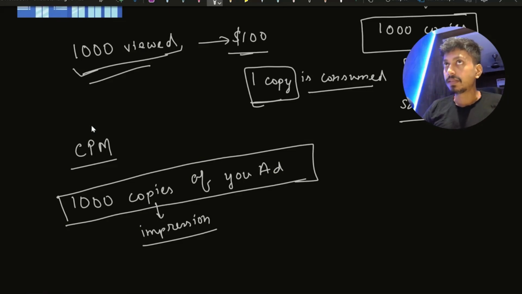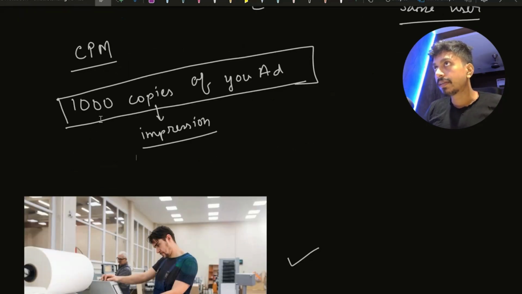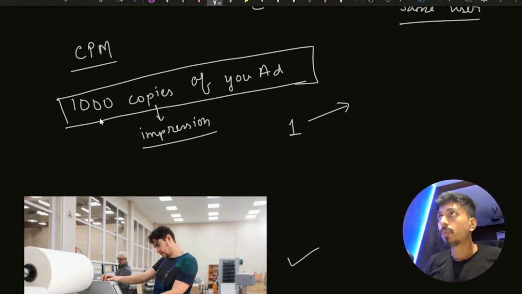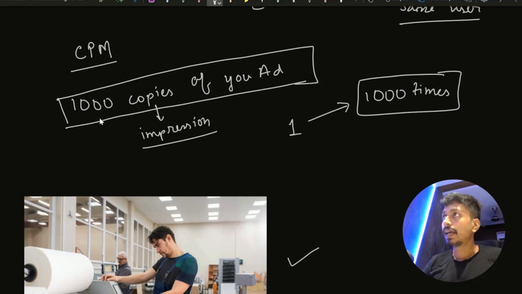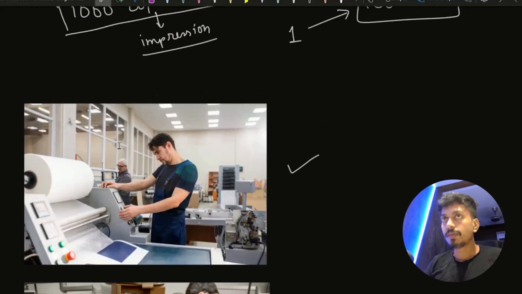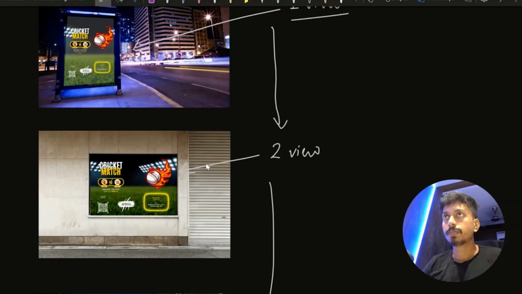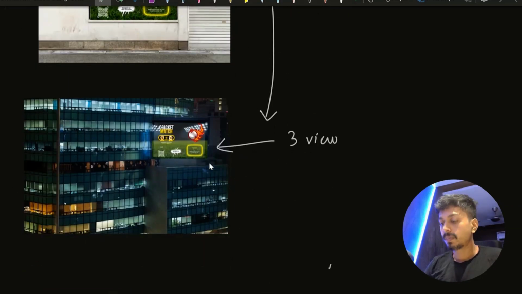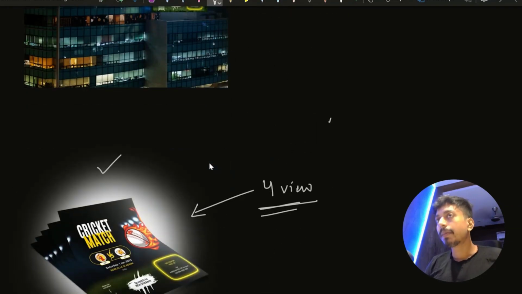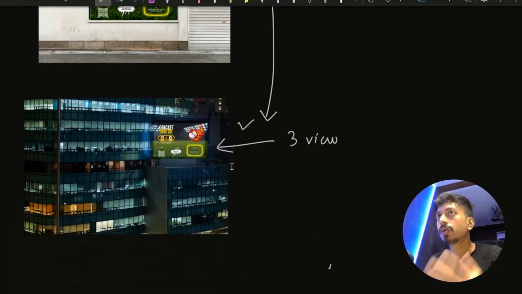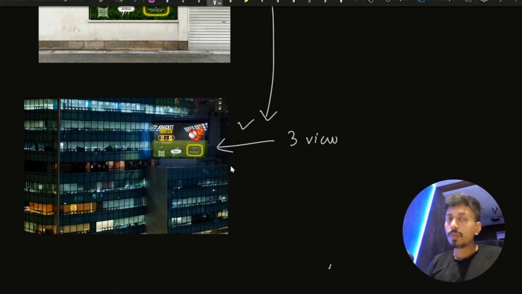Now these copies, okay, let's say you have one ad. We made this same ad and it is being copied 1000 times. But is this 1000 times in the same format? The answer is no, right? One copy was placed here, one copy was placed here, one copy was placed here, and one copy was placed here. Now, why am I telling it one copy? Because every time a user looks at that ad, one copy will be consumed.